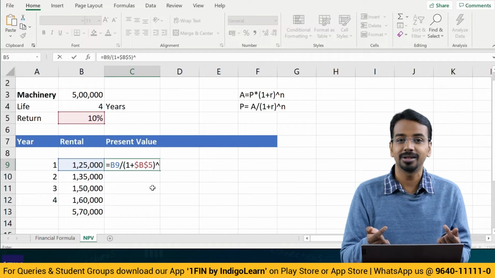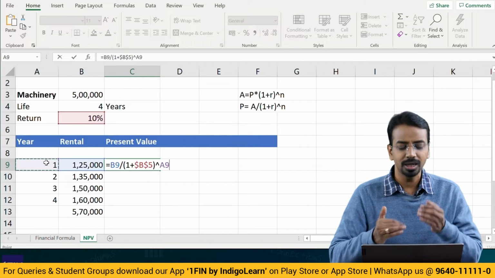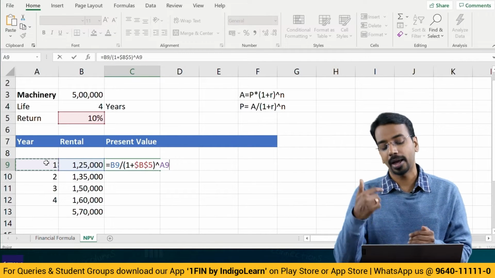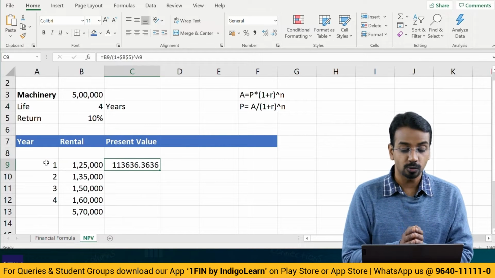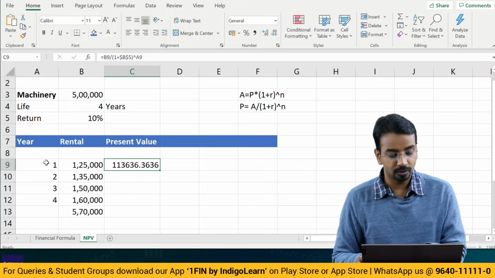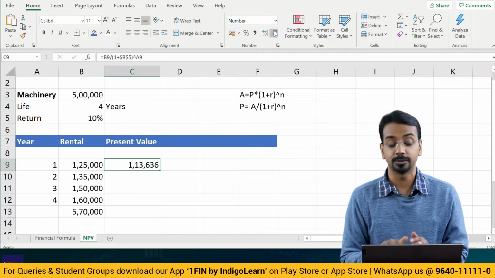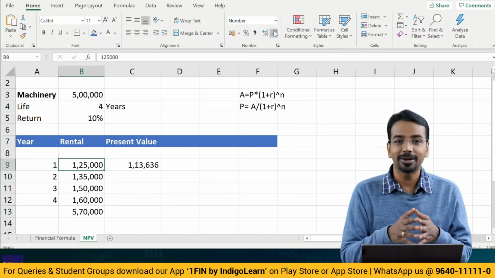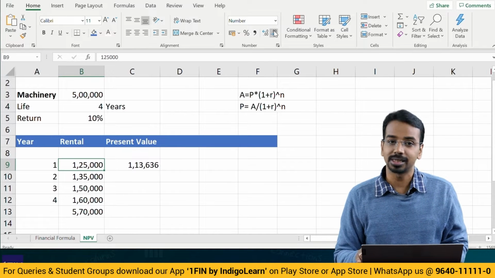Now what does n represent here? N represents number of years. So for the first year it will be 1, for second it will be 2, 3, 4 and so on. So I close this bracket, I get 1,13,636. So I'll convert this into comma separator and I'll hide the amounts after decimal. So though you got 1,25,000 after 1 year, today's worth of it is only 1,13,636.